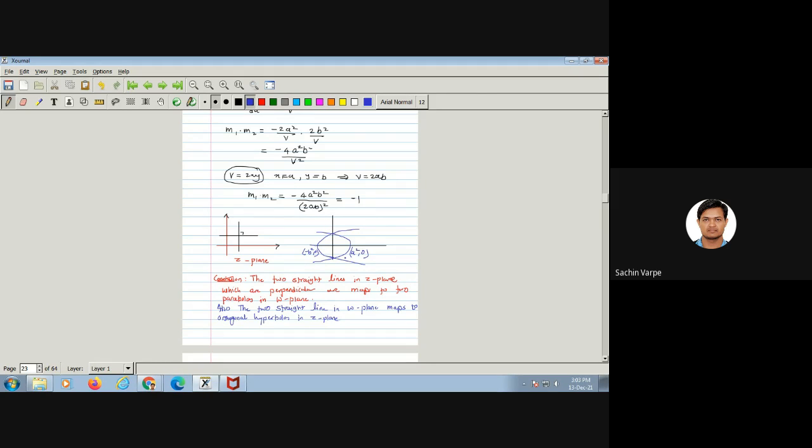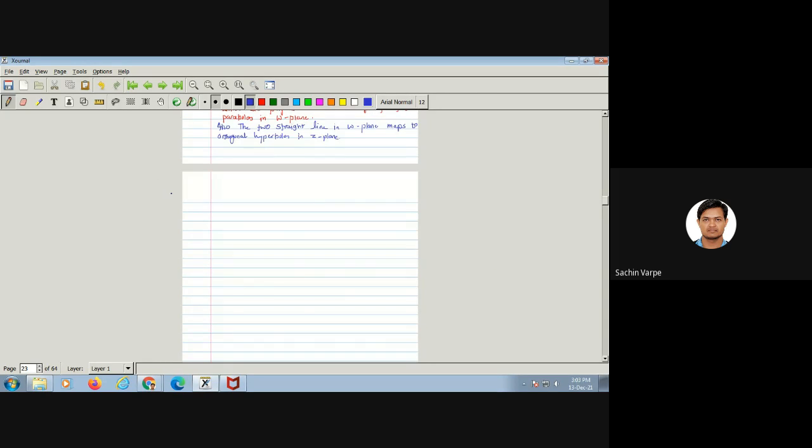Okay, so let us discuss one more transformation. W equal to e to the power z, again a standard one. This is interesting. Let us first separate its real and imaginary parts by putting z equal to x plus iy. So for z equal to x plus iy, what will we get? W equals e to the power x plus iy, that is e to the power x into e to the power iy.